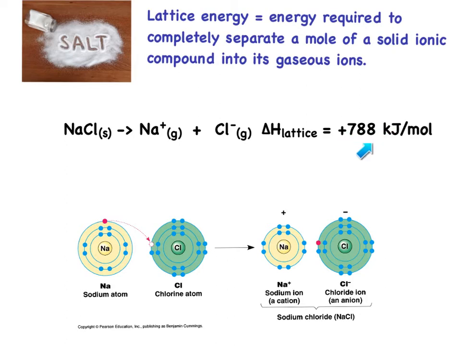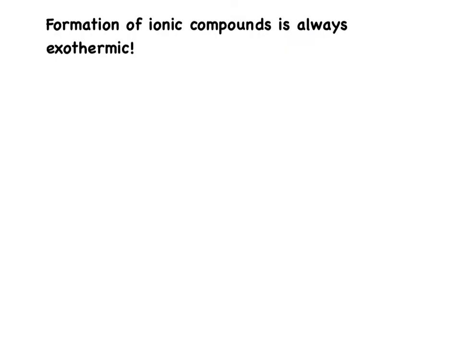So it's a very endothermic process. It's going to require a lot of energy to break that attraction. And of course, as we said before, if we reverse that process, looking at the formation of sodium chloride, it's a very exothermic process. Formation of ionic compounds is always going to be an exothermic process, so the delta H formation of an ionic compound is always going to be a negative value. And the attraction between those ions is really strong, which is the reason why most salts are hard and brittle and have really high melting points.